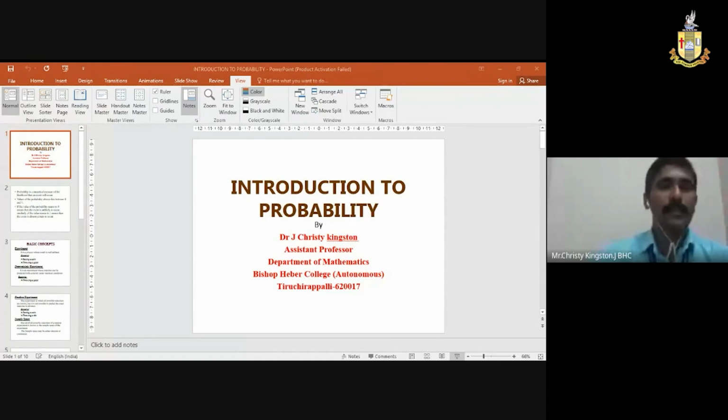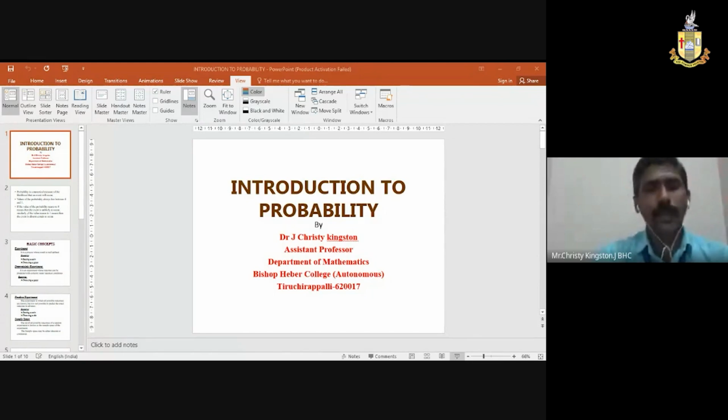The second axiom, that is P of S. P of S is nothing but probability of the sample space equal to 1. P of S equal to 1. Here it is also known as the total probability. Total probability of the event. The total probability of the event must be equal to 1.